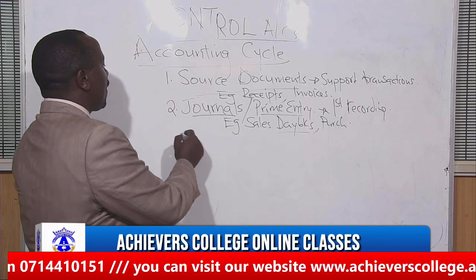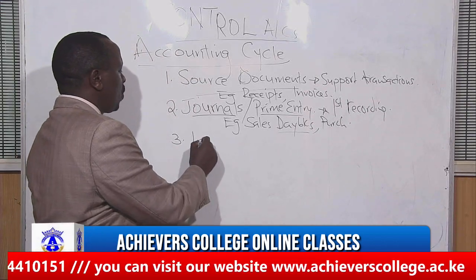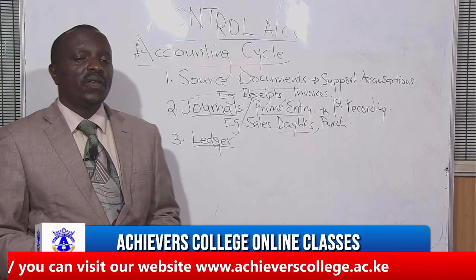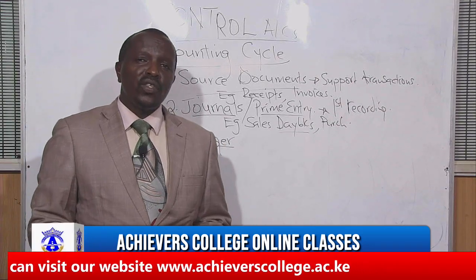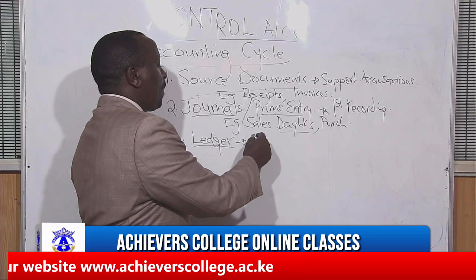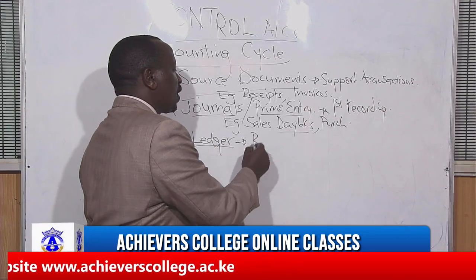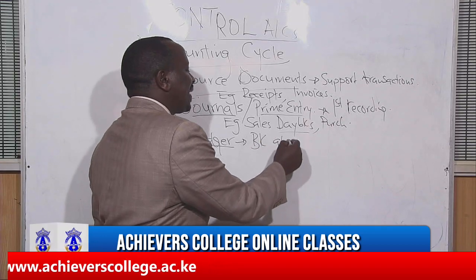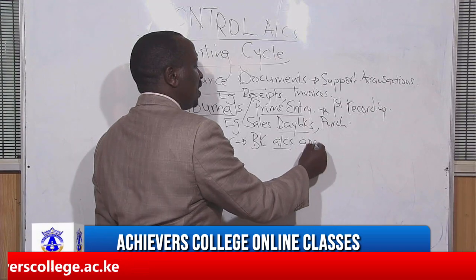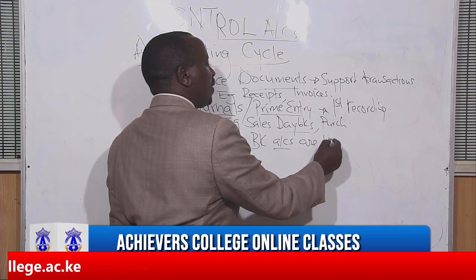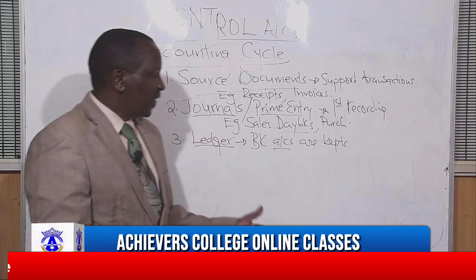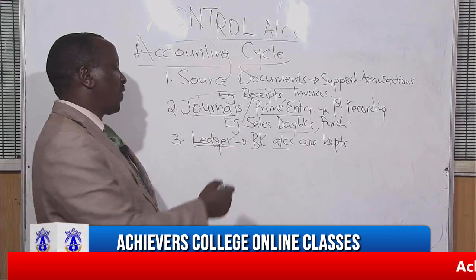Then from there, we record what we call the ledger. When we talk about the ledger book, we are talking about books where ledger accounts are kept. These are the books in which we maintain accounts. This is what we call the ledger.